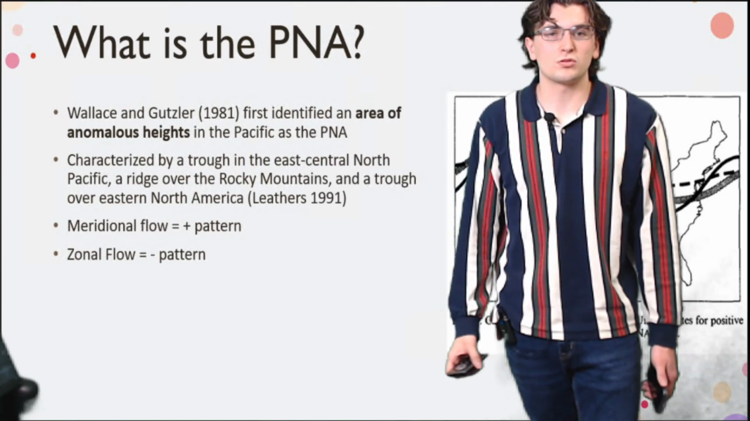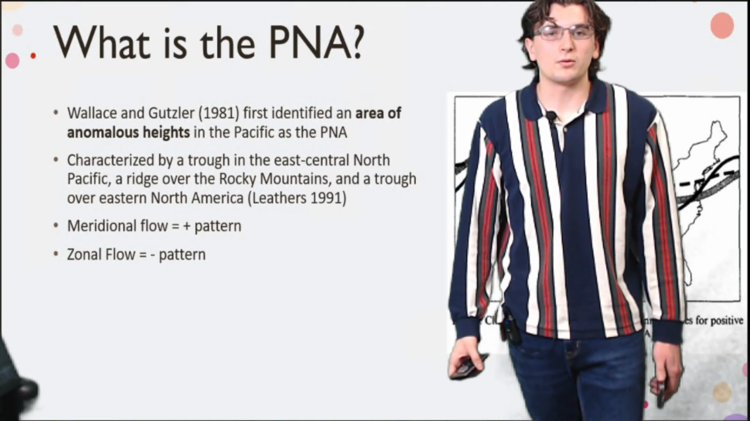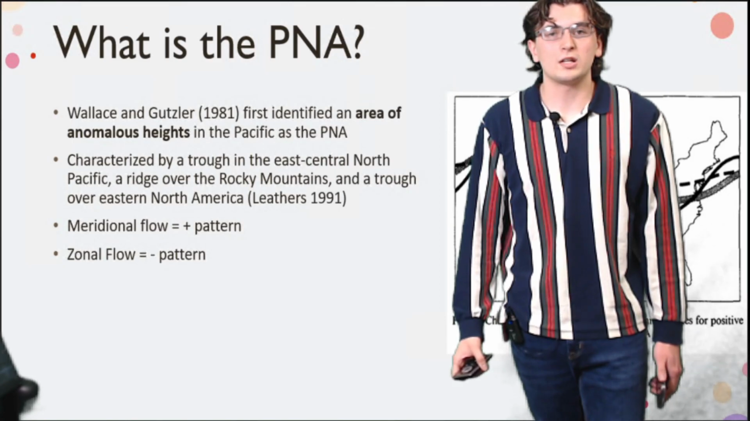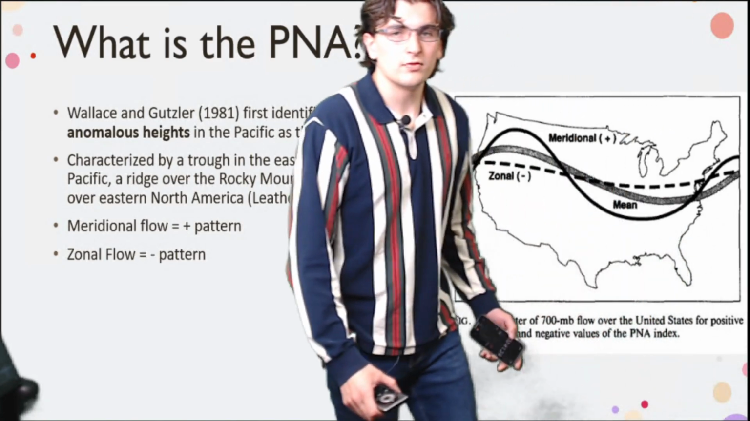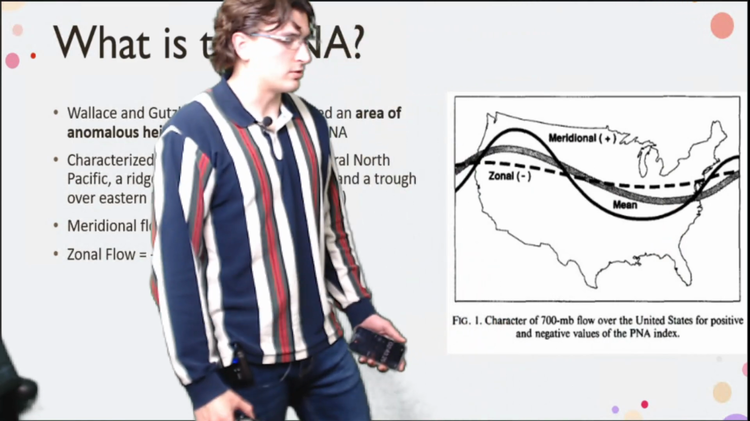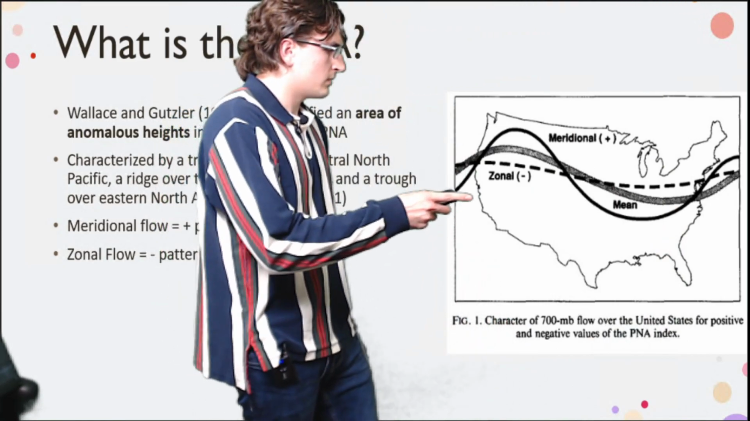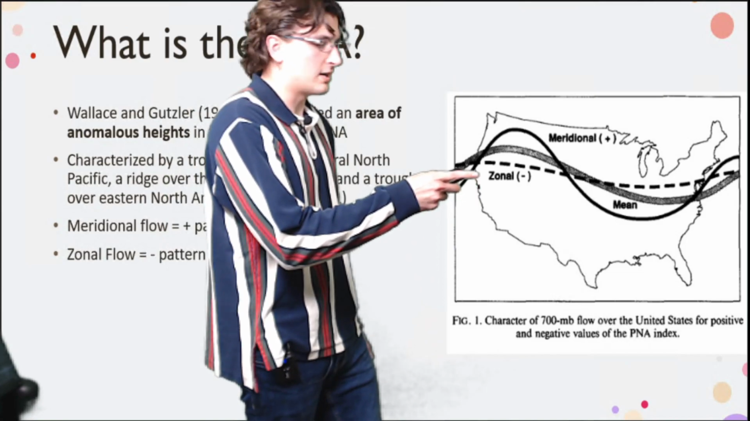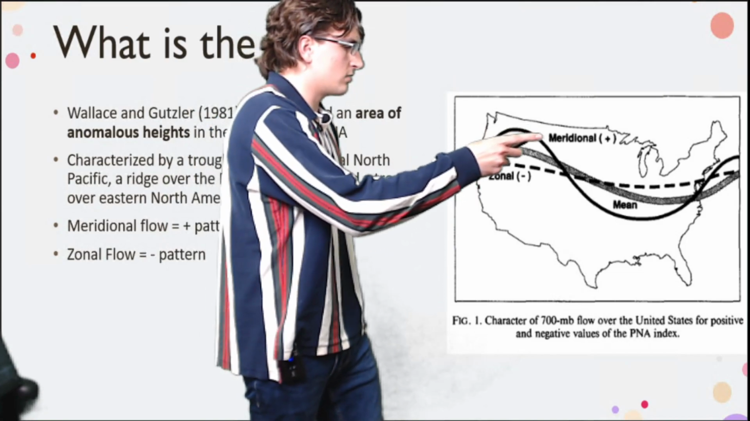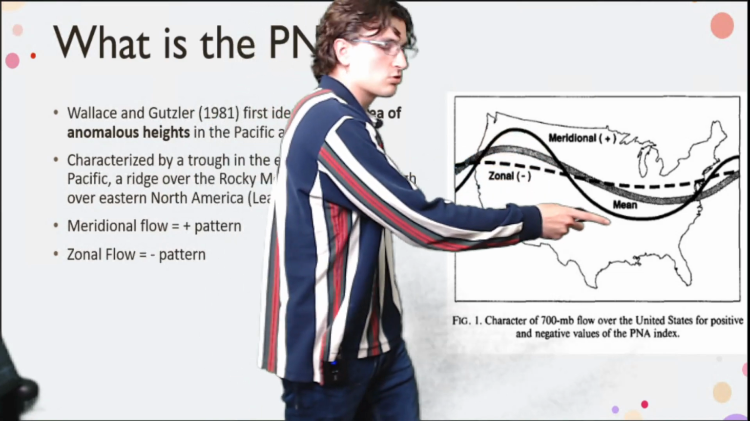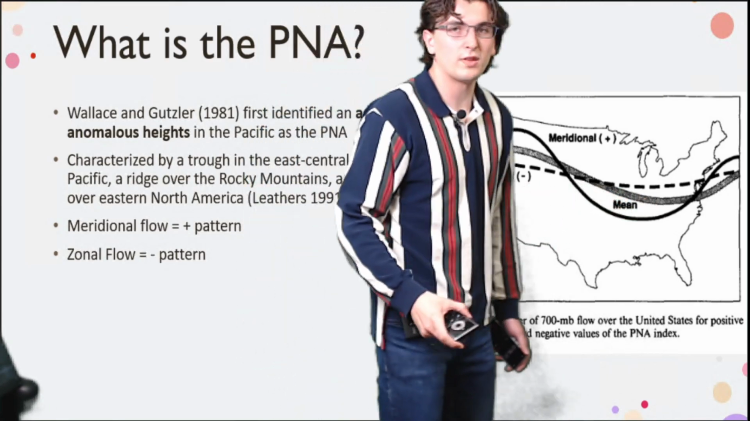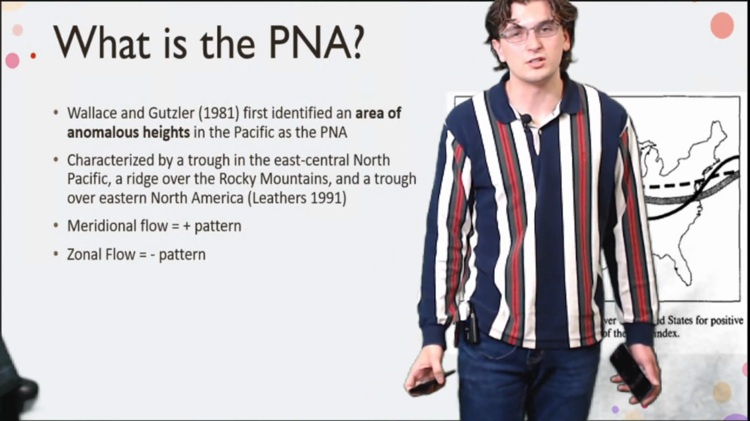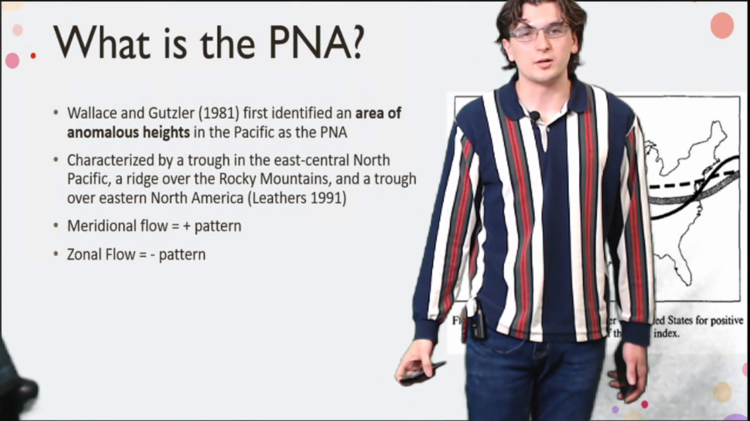in the east central North Pacific, followed by a ridge over the Rocky Mountains and a trough over eastern North America. If we look at figure 1 from Leathers' paper, we can see this ridge over the western United States underneath this solid black line, and a trough over the eastern part of the country here. That is a visual representation of what Leathers described in their paper.